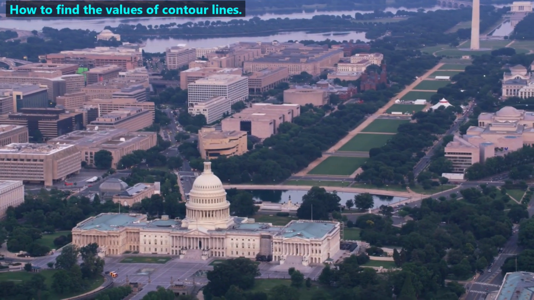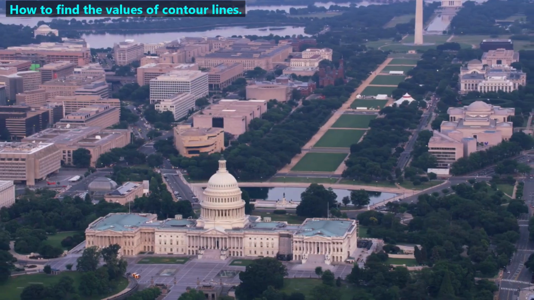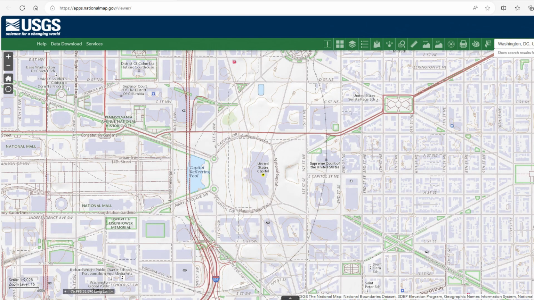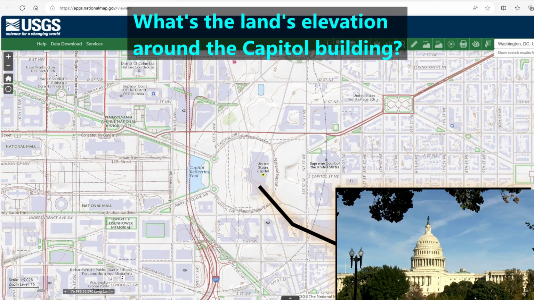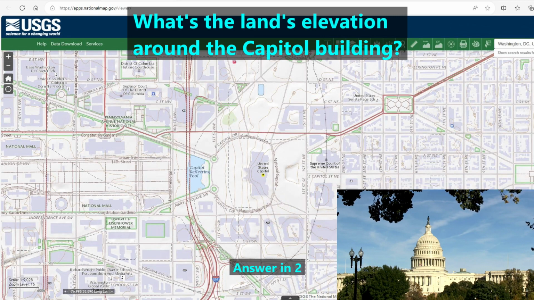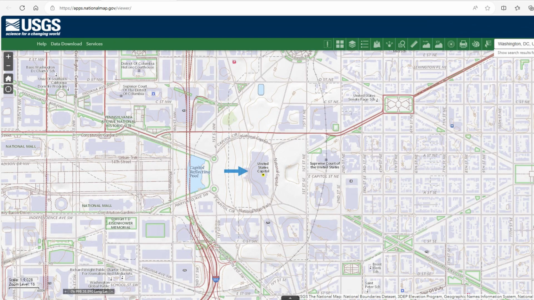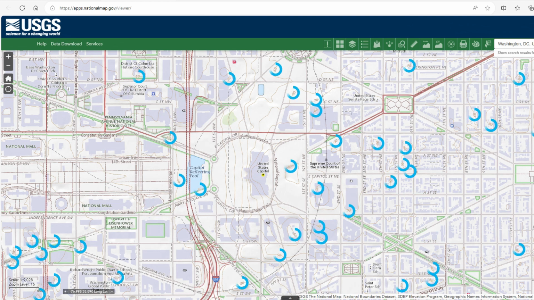Next, let's look at how to find the values of contour lines. Here are contour lines around the National Mall in Washington, D.C. What's the land's elevation around the Capitol building? Sometimes we have to search around to find the values of each line, but with a little practice, we can spot them. This means the Capitol building is on land that is 60 to 80 feet above sea level.